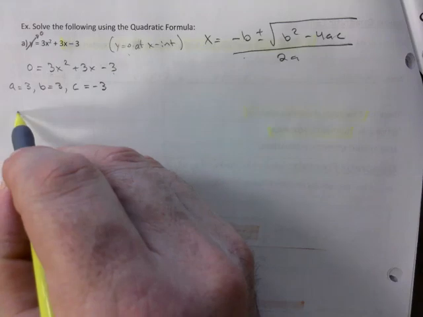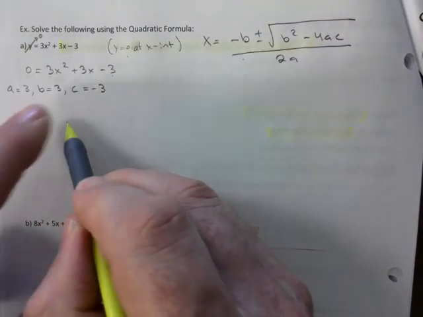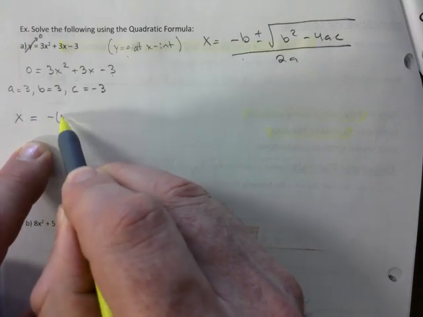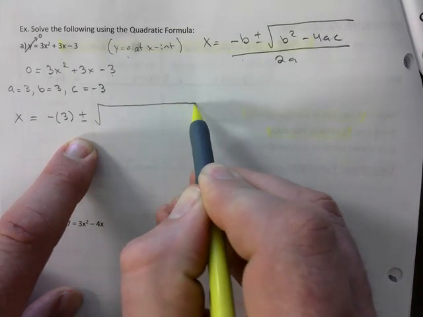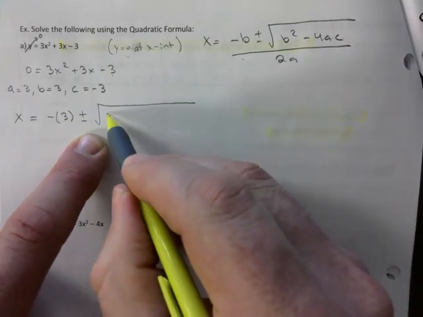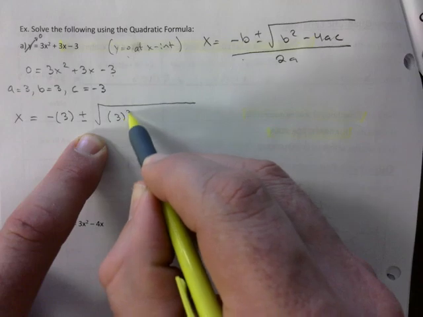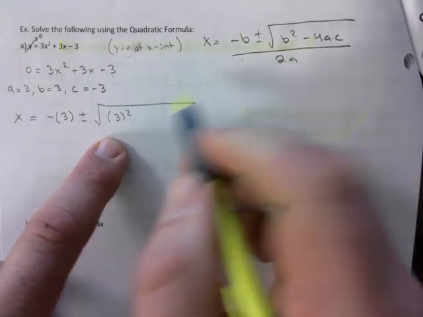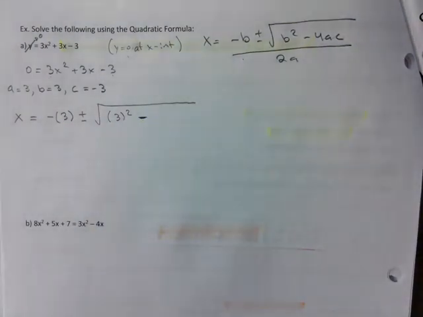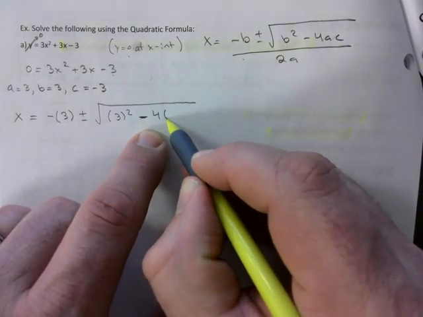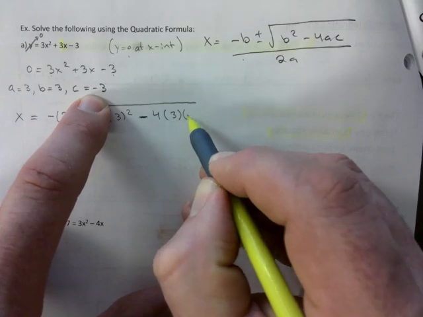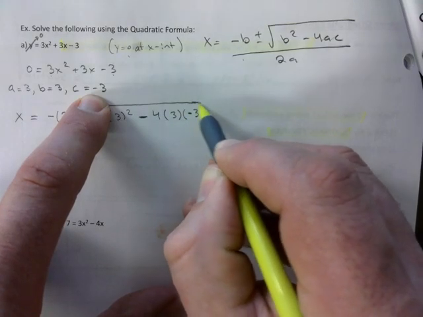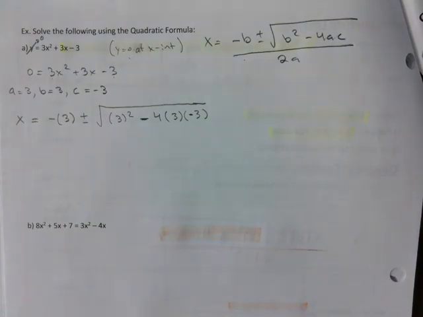So here we go. Let's use that formula. X is equal to 3, so it's actually negative 3 like this, plus or minus. I do use brackets when I substitute in. So 3 squared, it's calling for b squared, right? Minus, this minus is always there. That's part of the formula. You cannot change that. 4 is there, and then a is 3 as well. And the c is negative 3, so watch that. So that's what you plug in there.